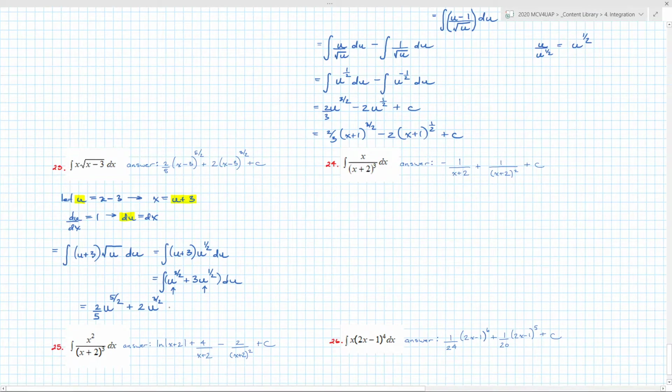And so now when I back substitute, I would get 2/5 (x minus 3) to the 5 over 2 plus 2 times (x minus 3) to the 3 over 2 plus some constant.